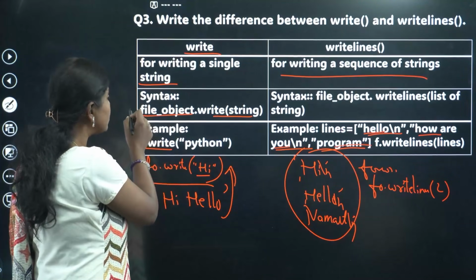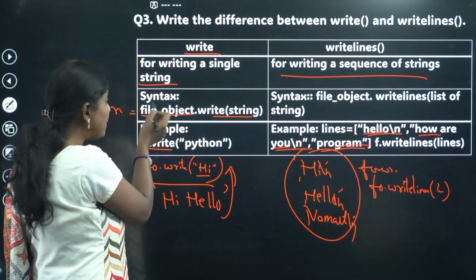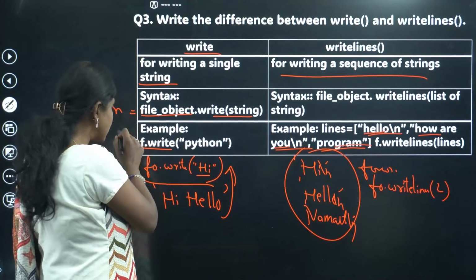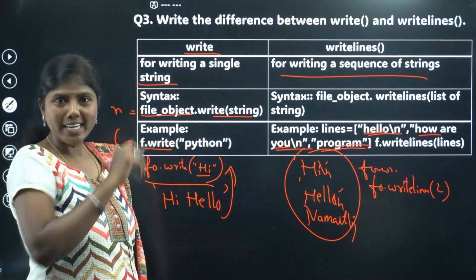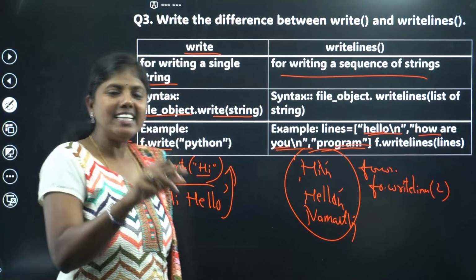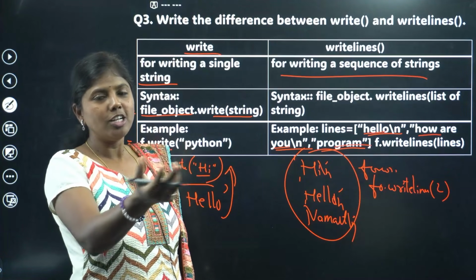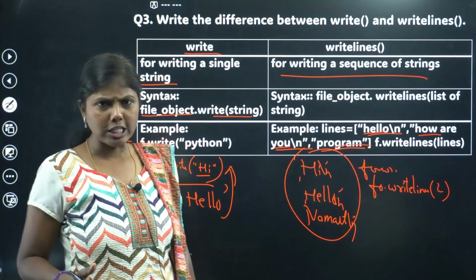That means this function will return some number. This also is going to return 1, 2, 3, 4, 5, so it's going to return 5. You can store it. You'll get to know how many characters were written by the write function. WriteLines is not returning. So one difference you can add for this.